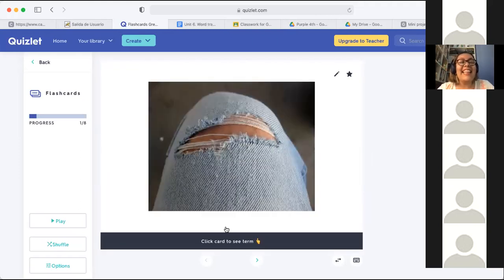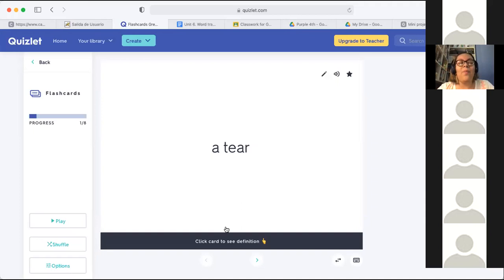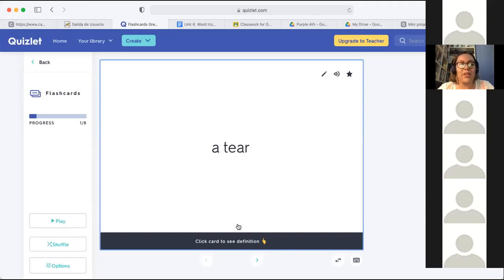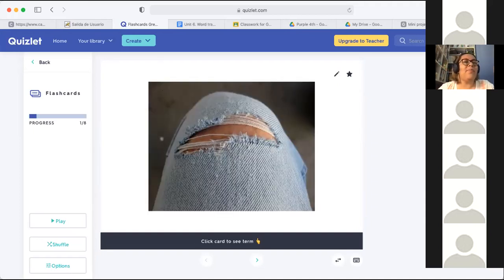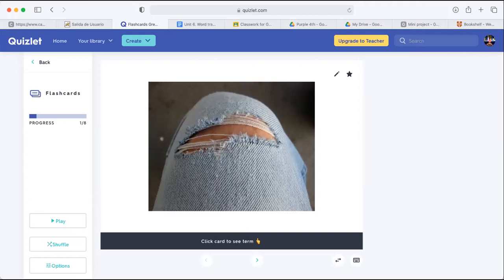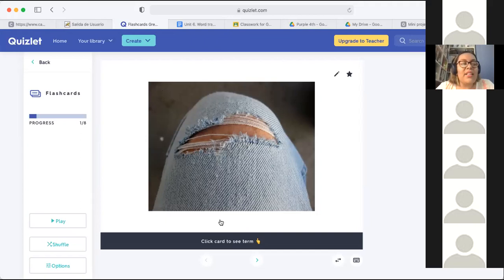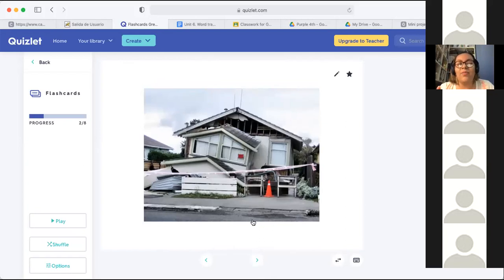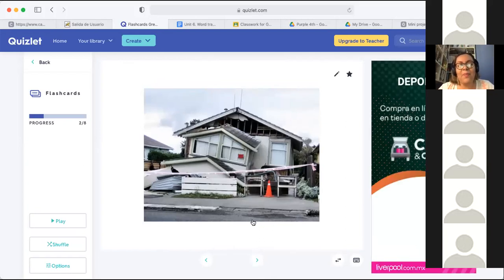So in this case, this is a tear. Now, let's move on to the next picture, all right? Give me a sec. All right, sorry, I'm back. So let's move on to the next one. Okay, now, that picture.